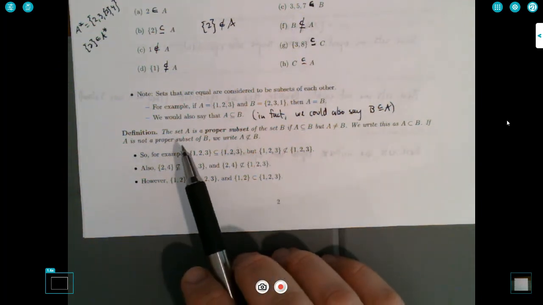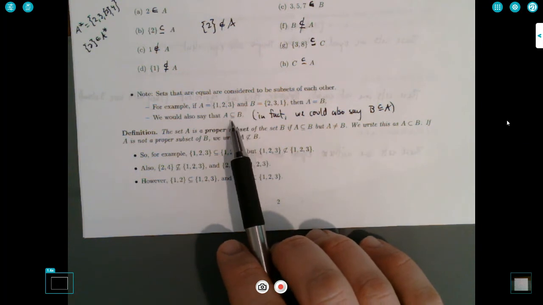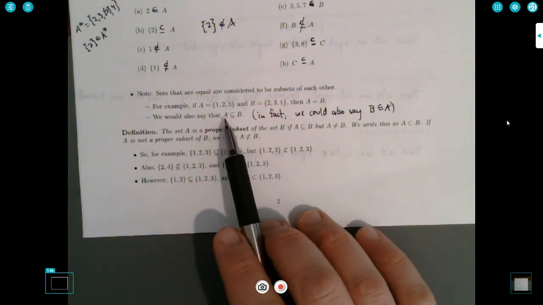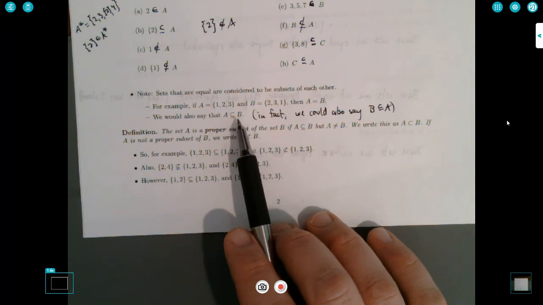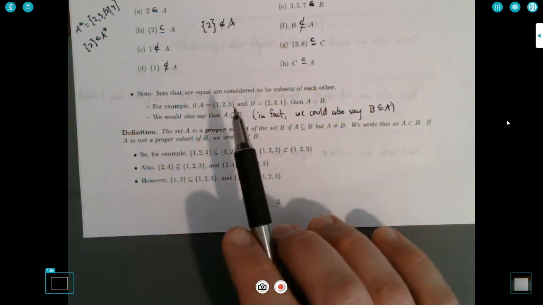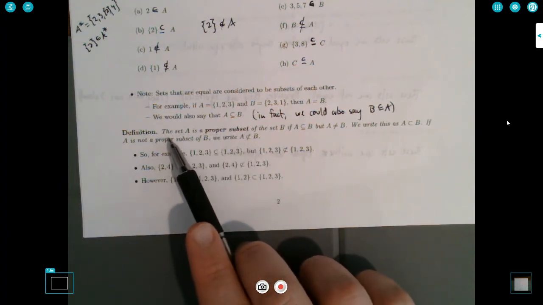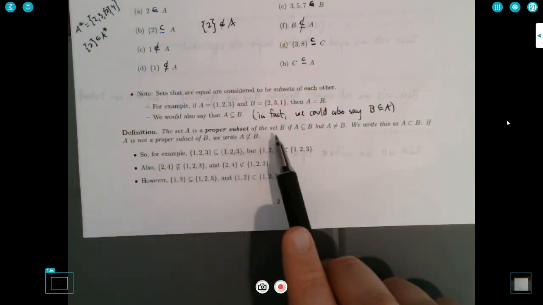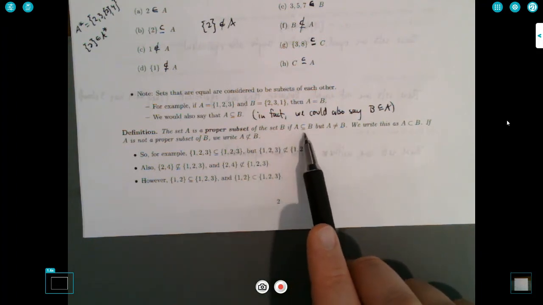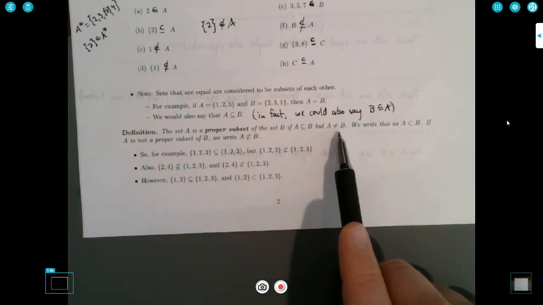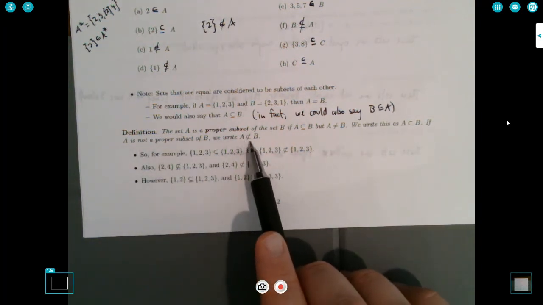Okay? So if we want to say that one set is a subset of another set, but that they're not the same set, then we call that a proper subset. So we say the set A is a proper subset of the set B if A is a subset of B, but A is not equal to B. And in that case, we just use this symbol. We say A is a proper subset of B. If A is not a proper subset of B, then we use the symbol with a slash through it.